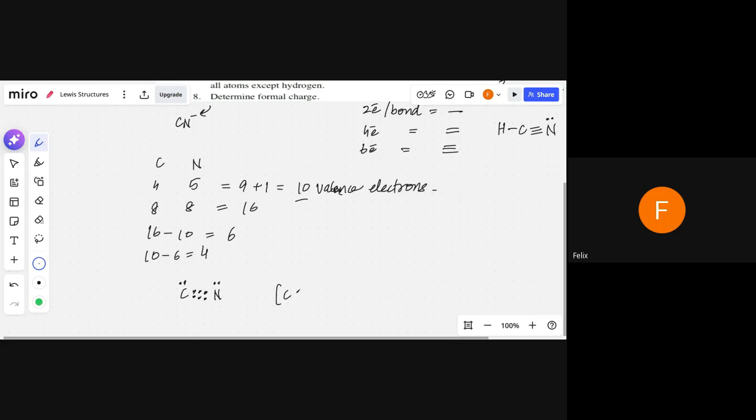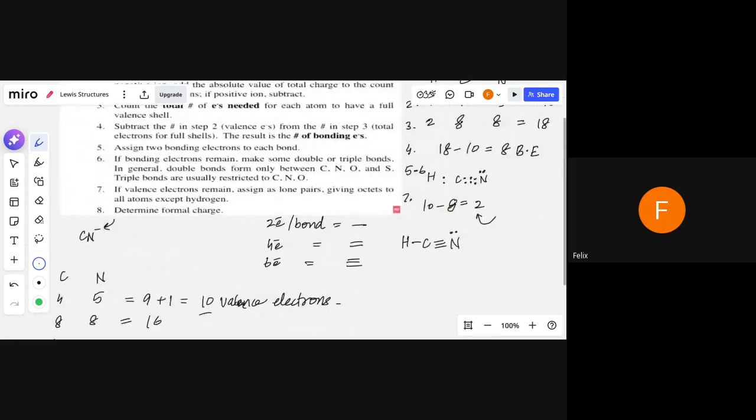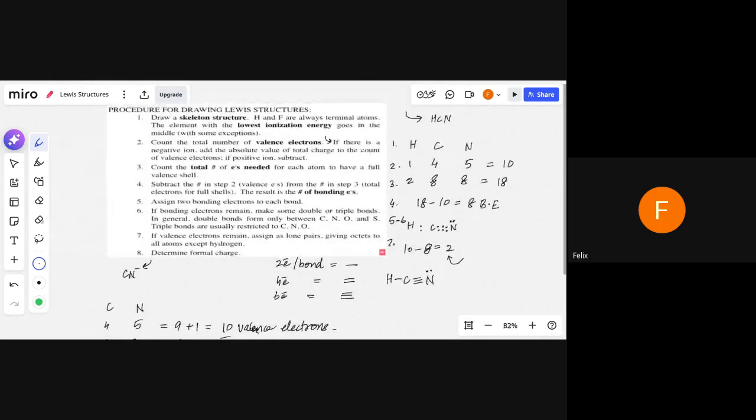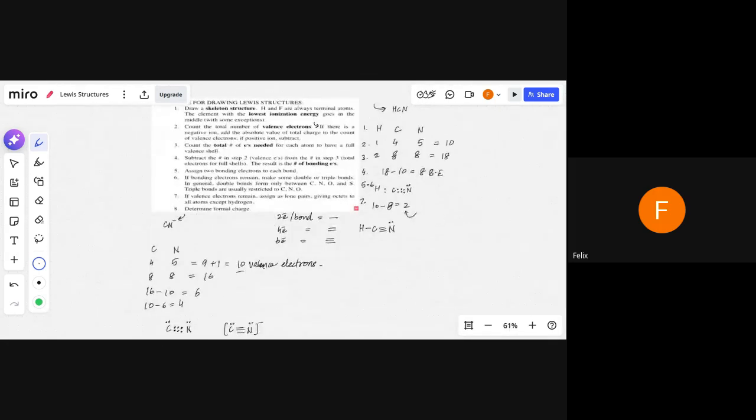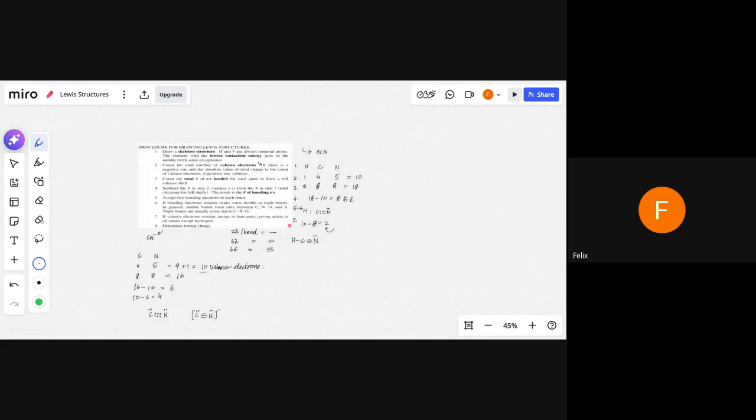So I'm going to enclose this in a bracket. Carbon triple bond nitrogen, with a lone pair on nitrogen and also a lone pair on carbon, and outside the bracket a negative charge, right? So that is it. That is the Lewis structure of the cyanide ion. We didn't talk about the formal charge. We will talk about formal charge in our upcoming lesson on Lewis structures.